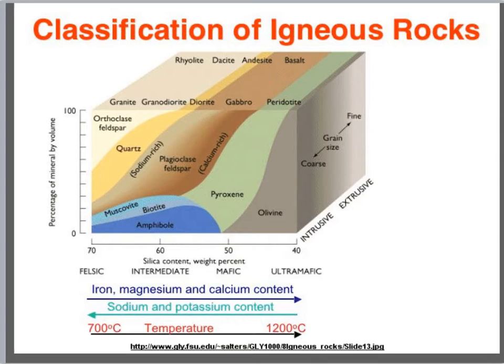So we can look at this classification chart and see on the far right side we've got the mafic types of rocks, which are the basaltic rocks. On the left side, we have the more felsic rocks, in other words, the granitic kinds of rocks. If we look at the top of this classification chart, we can see this is where basalt and gabbro materials would be. This is where granite and rhyolite materials would be.